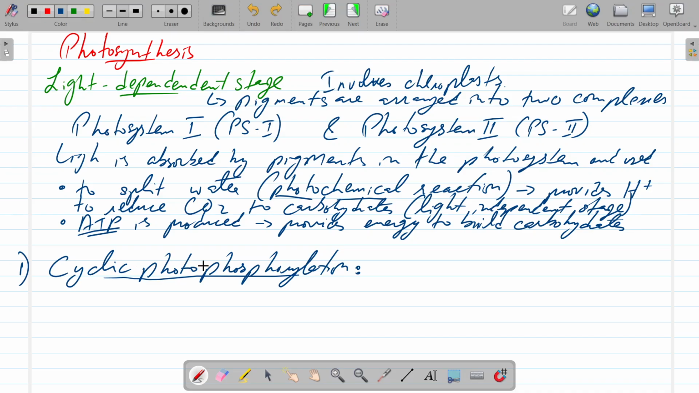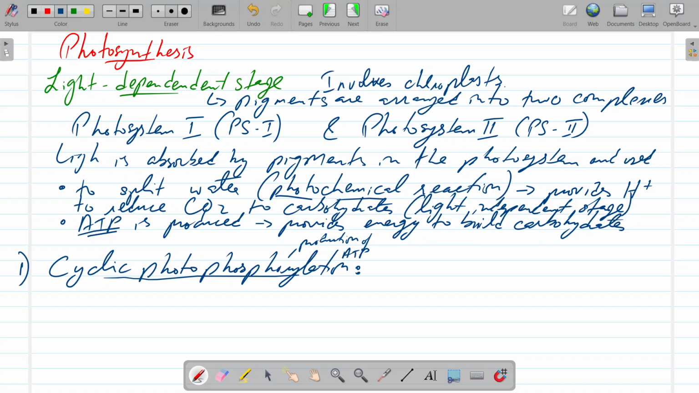Photo again means light, and phosphorylation means phosphorylation happening. In this case, it refers to the production of ATP, a term that we are familiar with. We've come across phosphorylation, oxidative phosphorylation, when we talk about respiration. Okay. So what happens in cyclic phosphorylation? Let's talk about this one first, and then we'll talk about the other process.